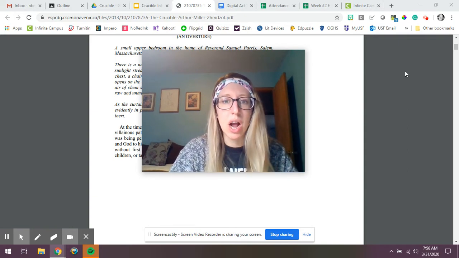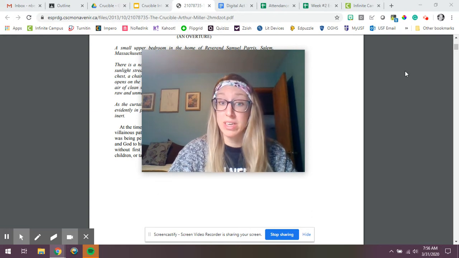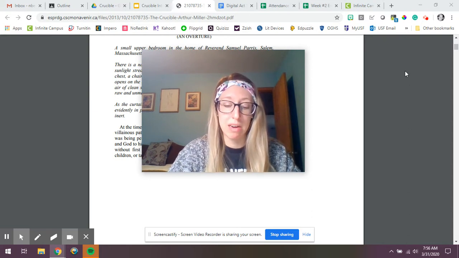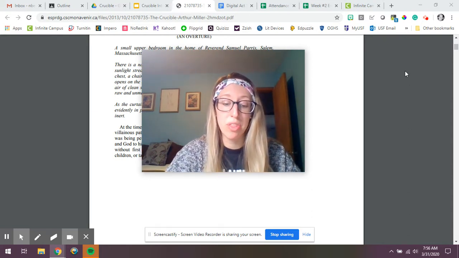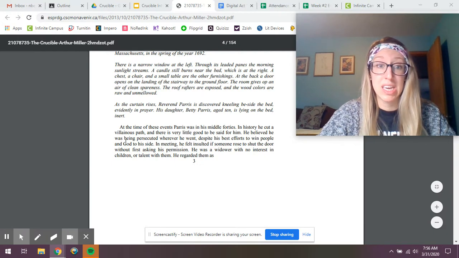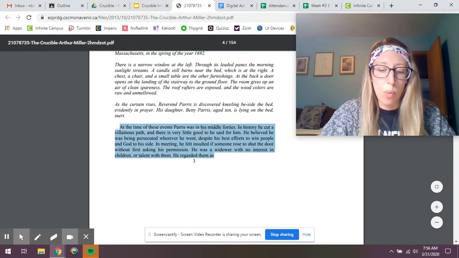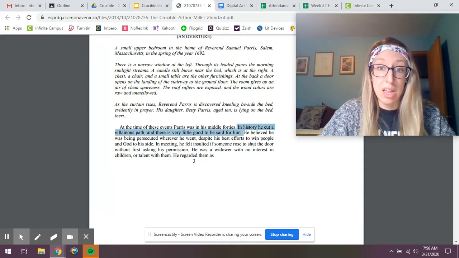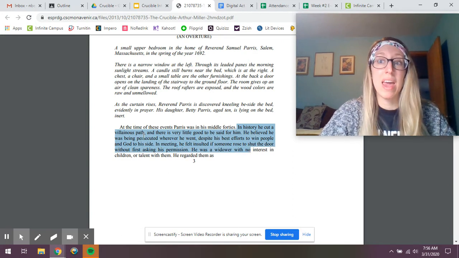The first one I want to talk about is this character, Reverend Parris, because he's going to be one of the main characters in the play, and obviously his family is a catalyst for this whole Salem witch trial thing. We learn a lot about him in the first paragraph of the introduction. We learn that he's in his middle 40s. But look at what these next couple of lines say. In history, he cut a villainous path. He's referred to as a villain, and his actions are villainous. There is very little good to be said of him.